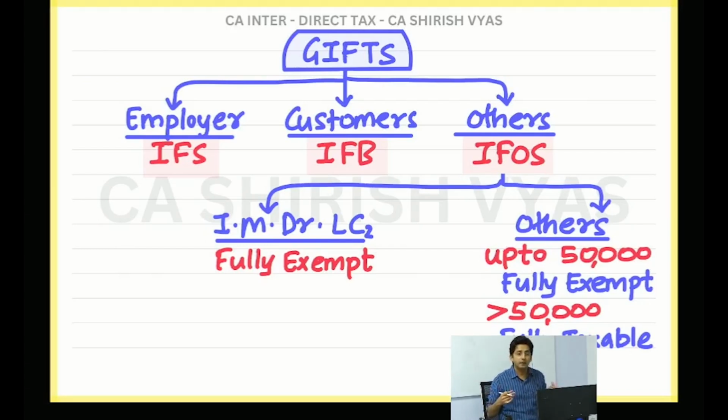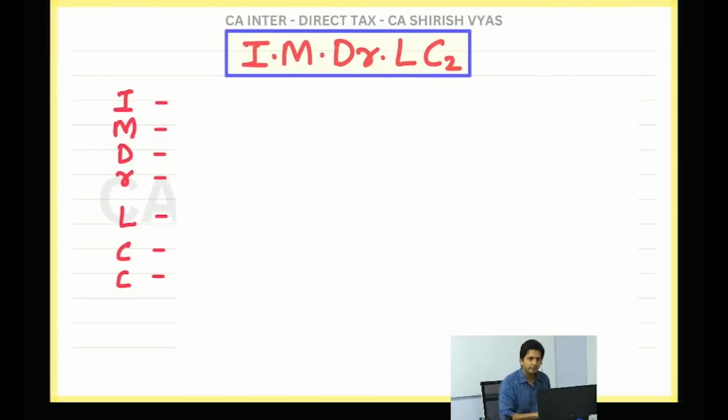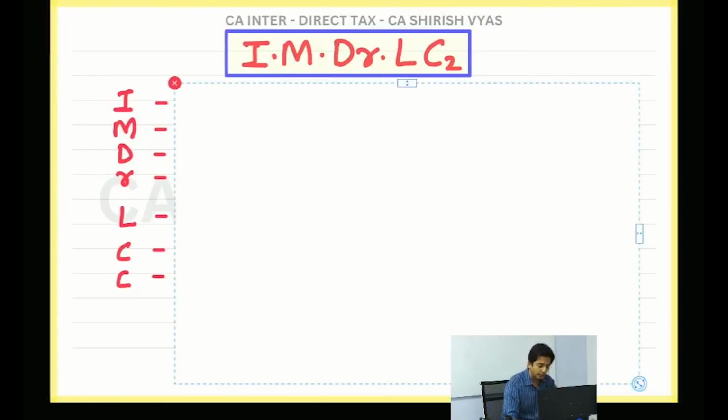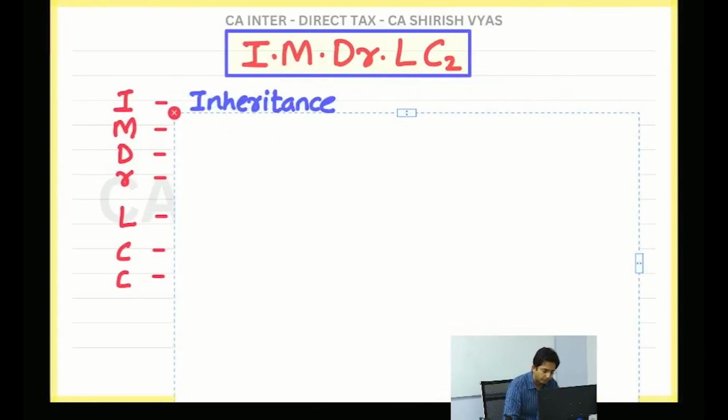For example, a person's father died. And after the death of his father, he got a lot of property from father. So this is a genuine gift. Here what cheating can anyone do? If someone has died, it is natural that his property will pass on to the son. So if the son has got property worth 50 crores also, it is exempt because it is genuine. So what is I? Inheritance or will.